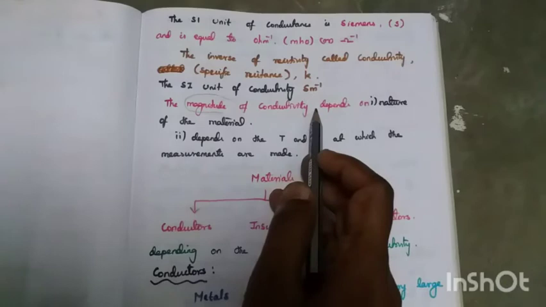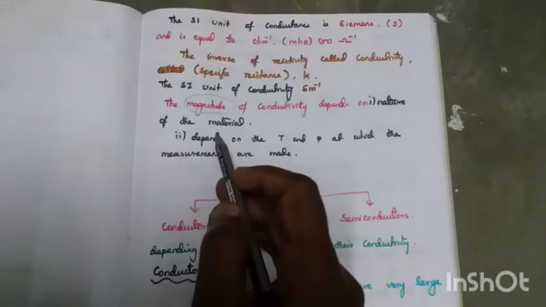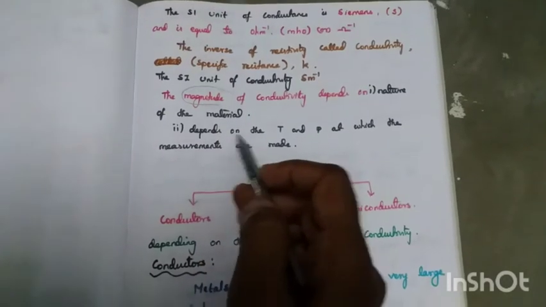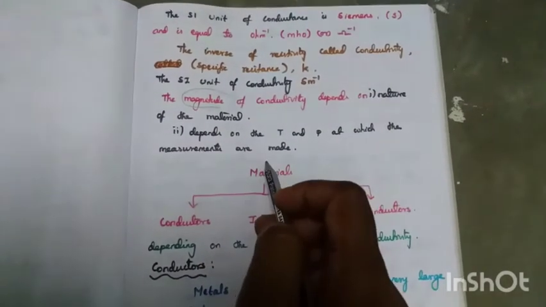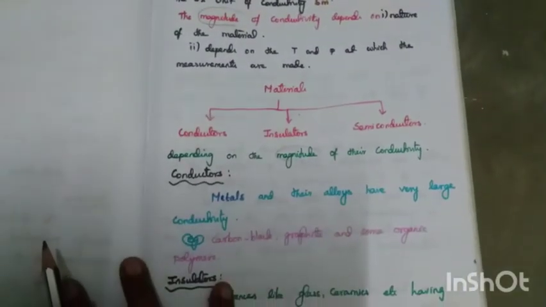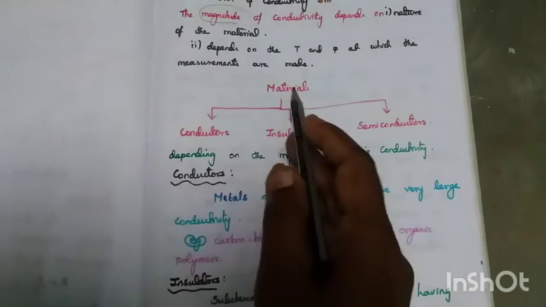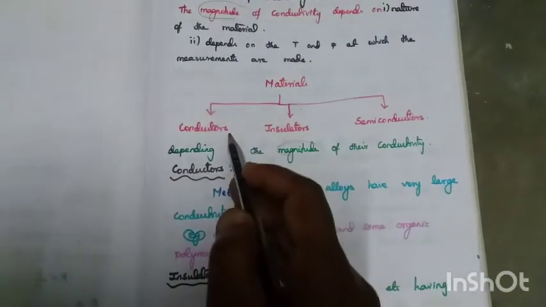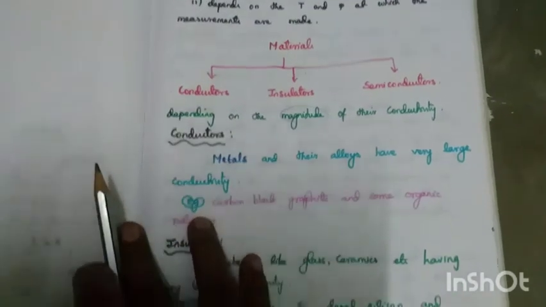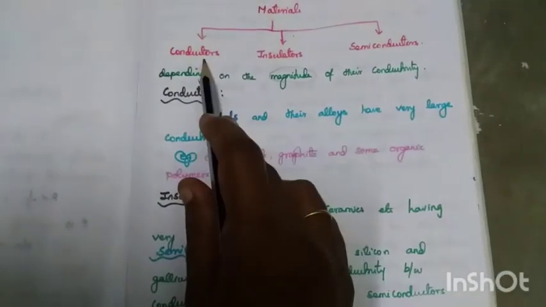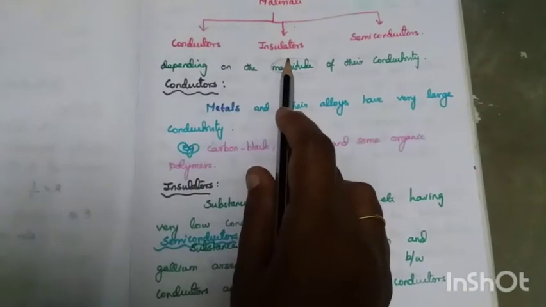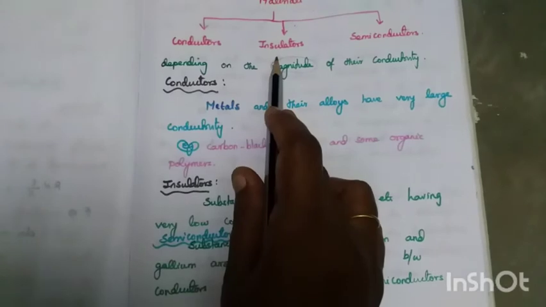The magnitude of the conductivity depends upon the nature of the material, that is whether it is a conductor, non-conductor or insulator, and it depends on the temperature and pressure at which the measurements are made. There are different types of materials: conductors, insulators and semiconductors. Conductors are those which allow the electric current to pass through them. Insulators do not allow it. Semiconductors are in between, partially allowing it.